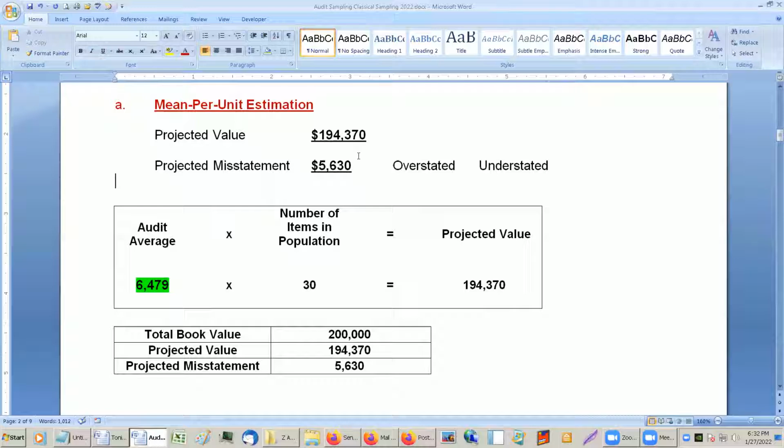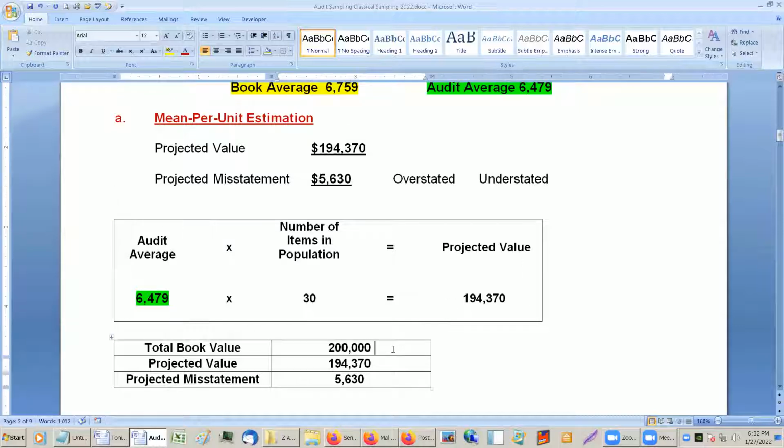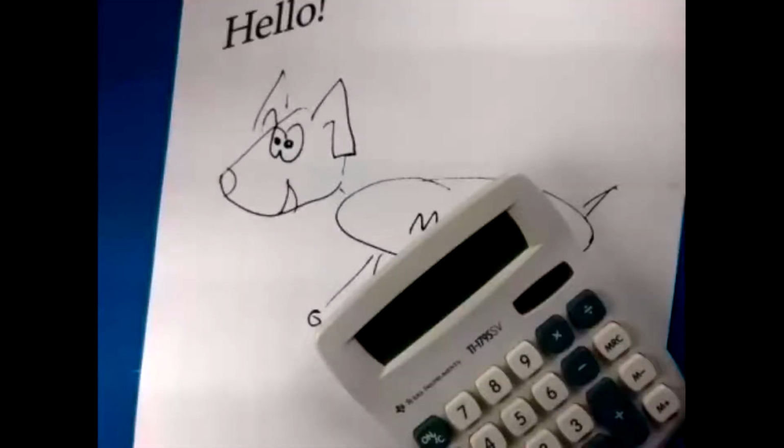Yeah, I think that's right. Okay, so we're saying that the books are misstated by 5,630. Now, they have 200,000 on the books. We're saying that it should be 194,370. So this is where it gets to be a little bit tricky. We're saying it should be 194,370.